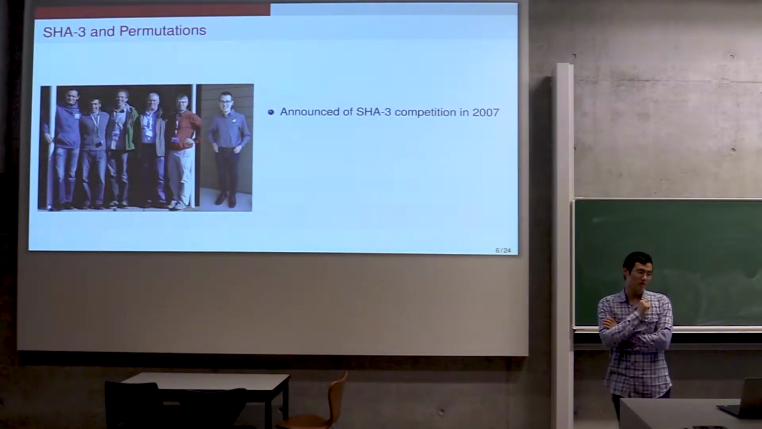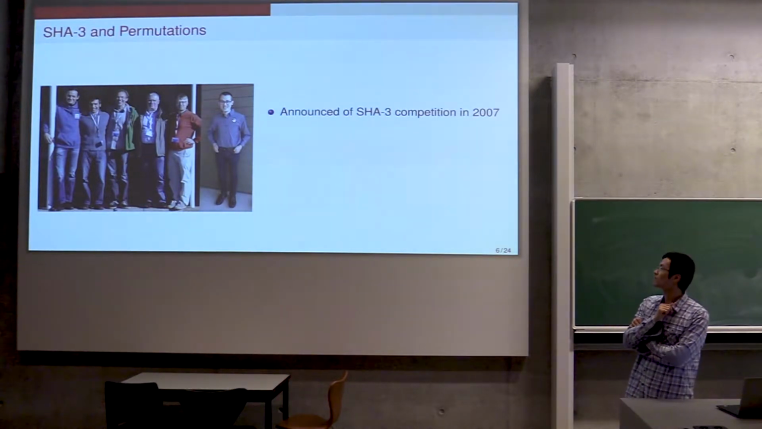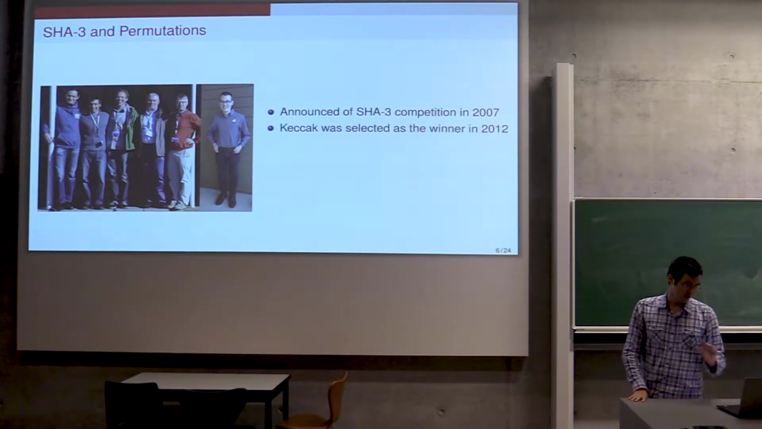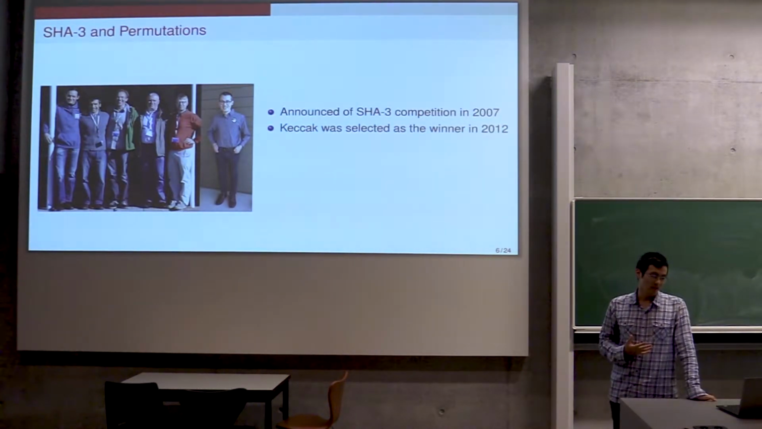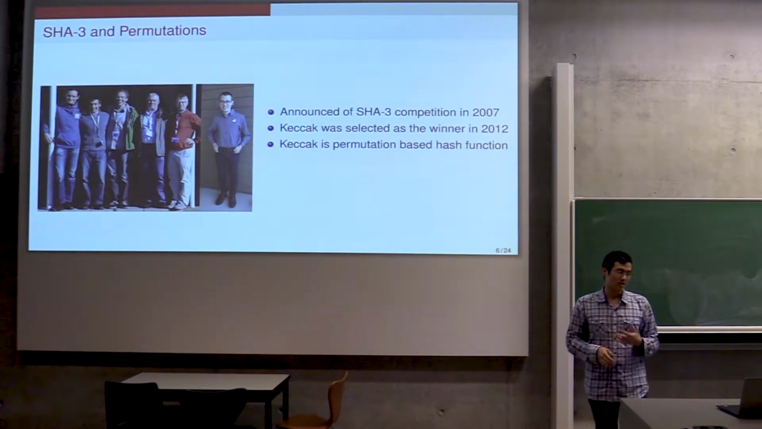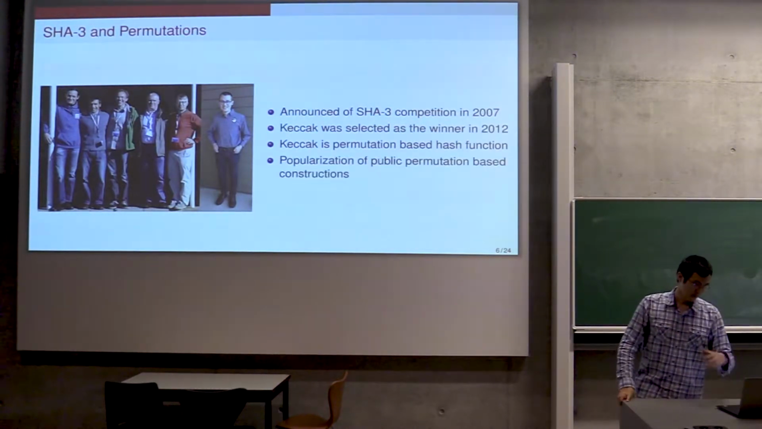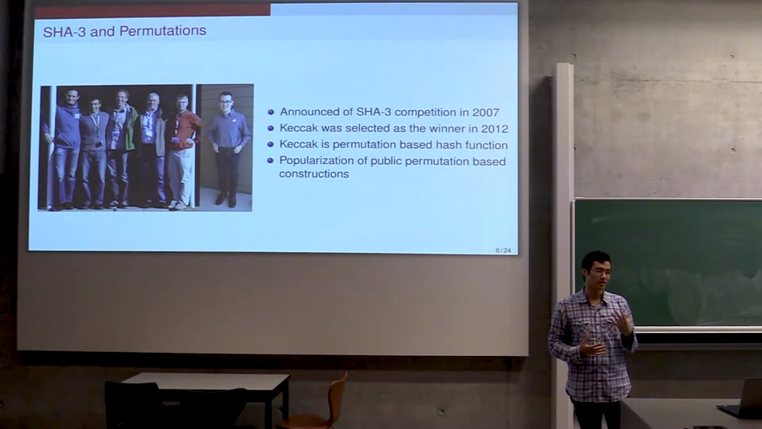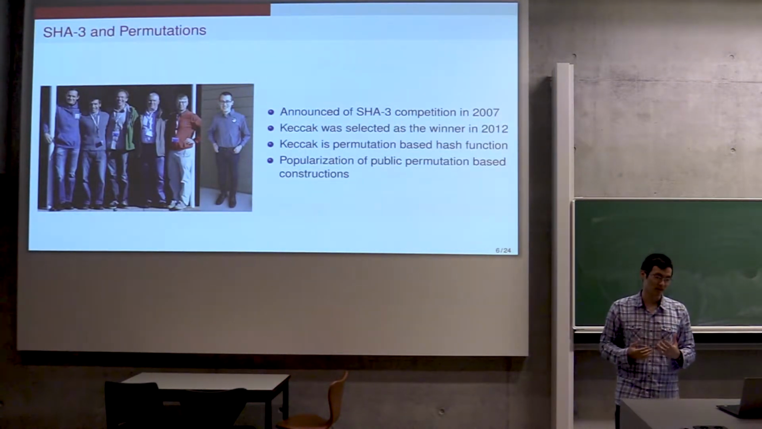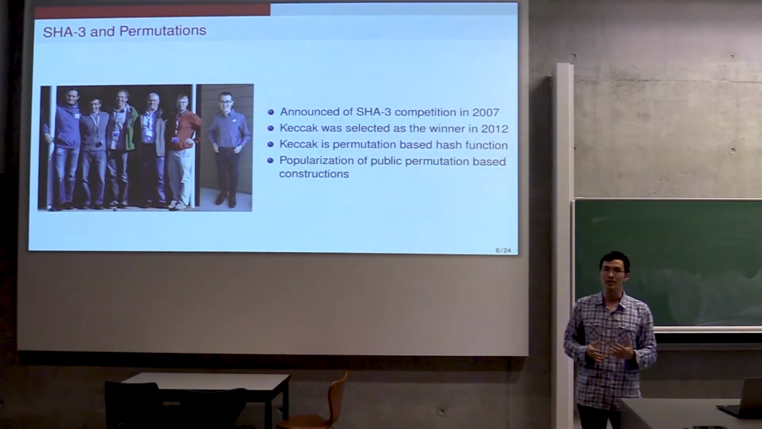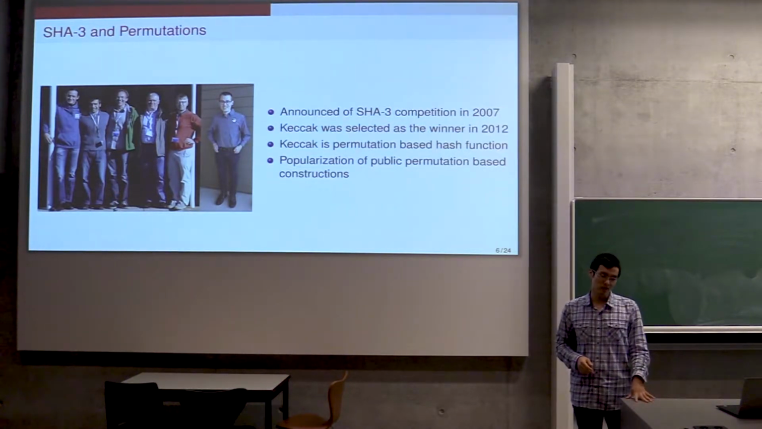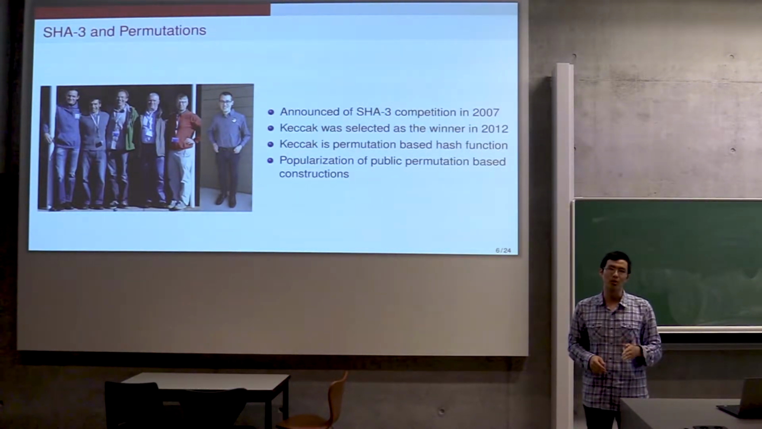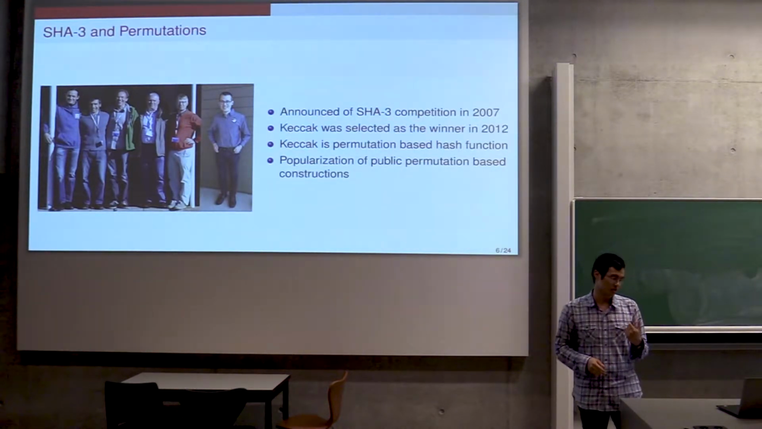Now, sparked by the SHA-3 competition, which was announced in 2007, and with its winner, the Keccak construction in 2012, where Keccak is a permutation-based hash function, there has been an increasing interest in constructions based on public random permutations. A public random permutation is usually very fast in the forward direction, but not necessarily very fast in the inverse direction.